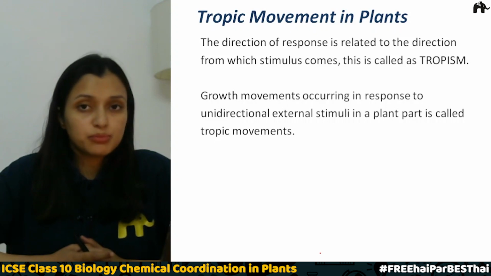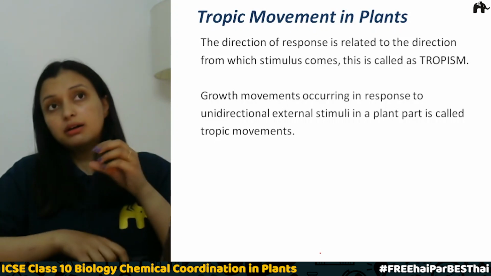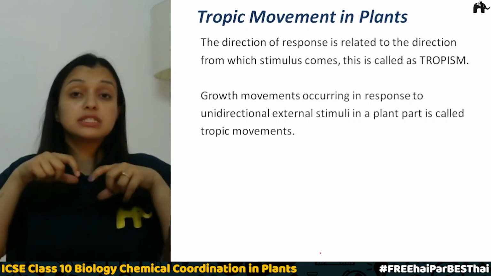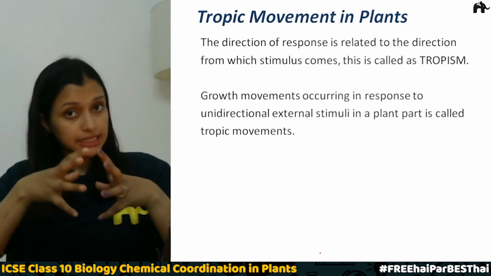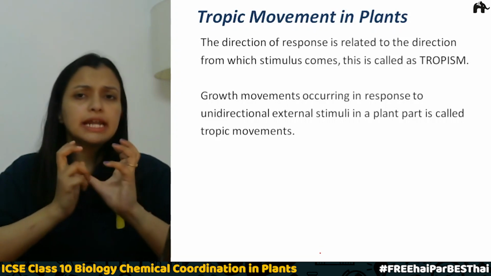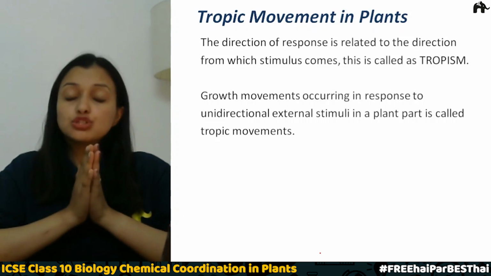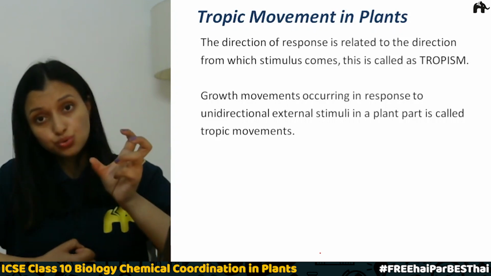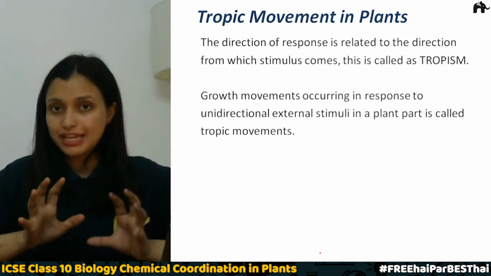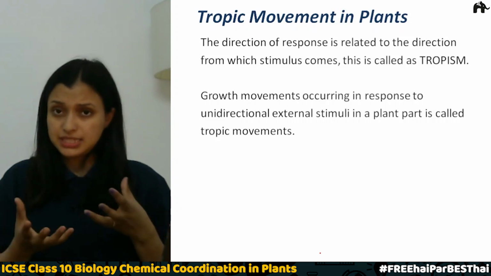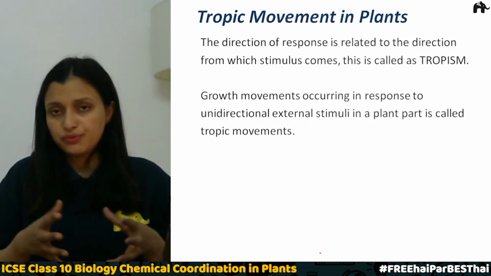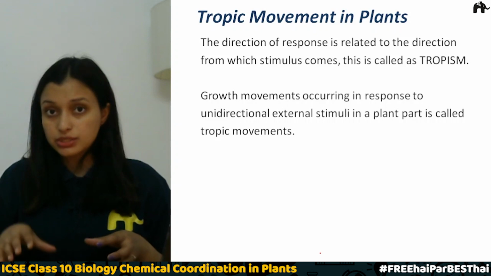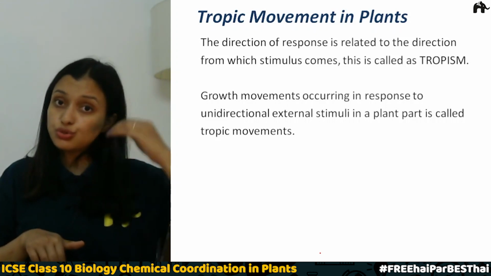Now, talking about the tropic movements in plants. If a seed has to survive, if a seed has to grow, if the seed has to protect itself and grow into a plant, the seed has to grow in a certain way, right? That seed will grow its roots, that seed will grow its shoots, and hence it can perform its basic functions, it can prepare the food for itself, and it can easily survive, right? For that, the shoots and roots need to grow in a particular direction: the root should grow downward and the shoot should grow upward.